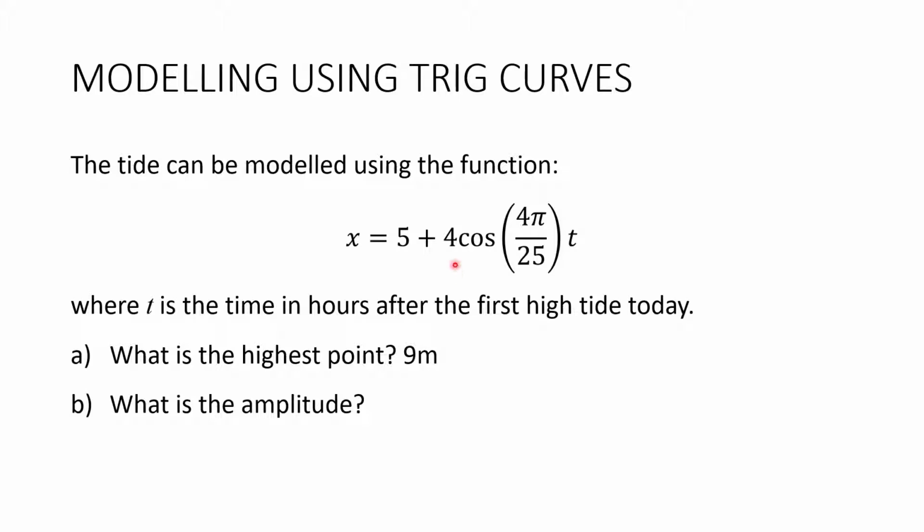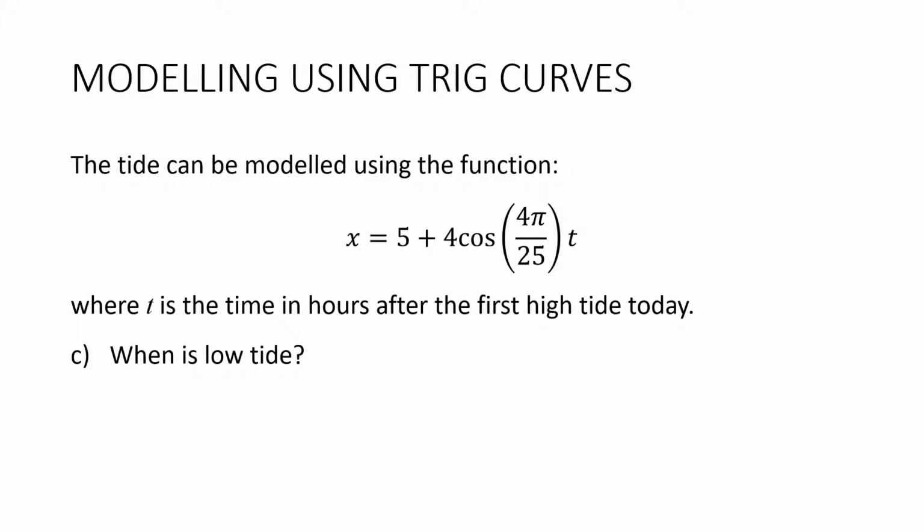Now the amplitude is always given by this number here. Regardless of what's going on around, it's going to be the number in front of the trig function. So that's 4 metres. It's also the midpoint between the highest point and the lowest point. So again, remember cos, the least it will be is -1. 5 take away 4 is 1. And you can see 9 metres, 4 metres, 1 metre. So that's another way to do it.